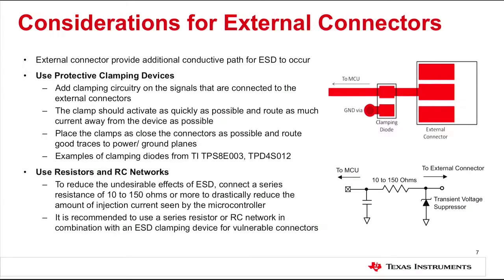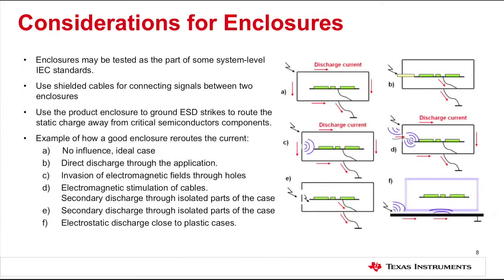In addition to that, you can also use a series resistor or a RC network in combination with an ESD clamping device for vulnerable connectors. Lastly, the electrostatic discharges can also propagate to the active components through holes or gaps in a poorly designed chassis or enclosure. In such cases, it is a good idea to provide adequate grounding such that the static charges are routed away from the critical semiconductor components.